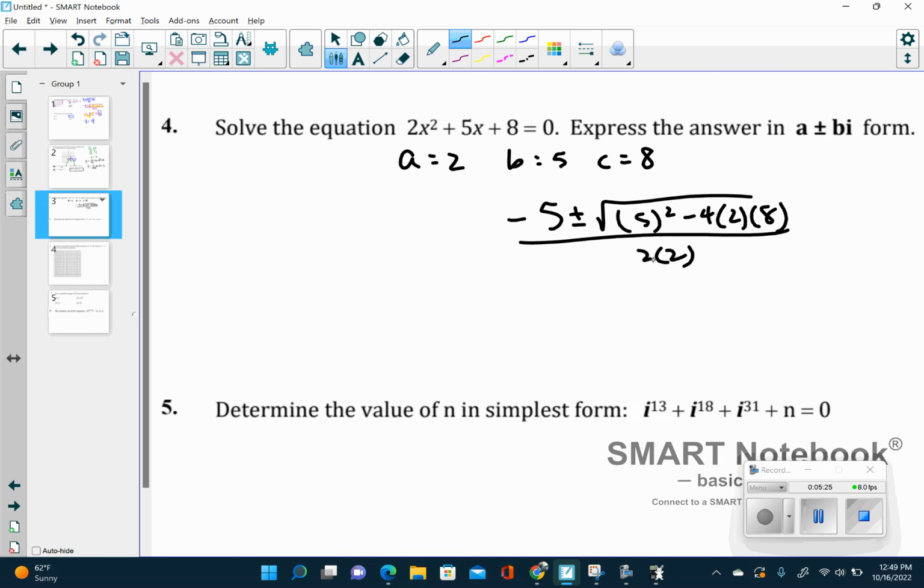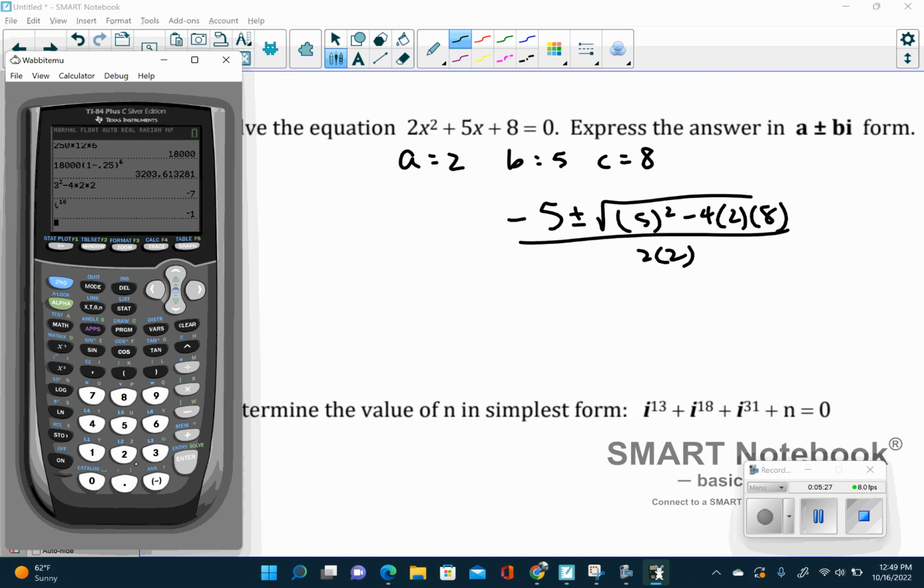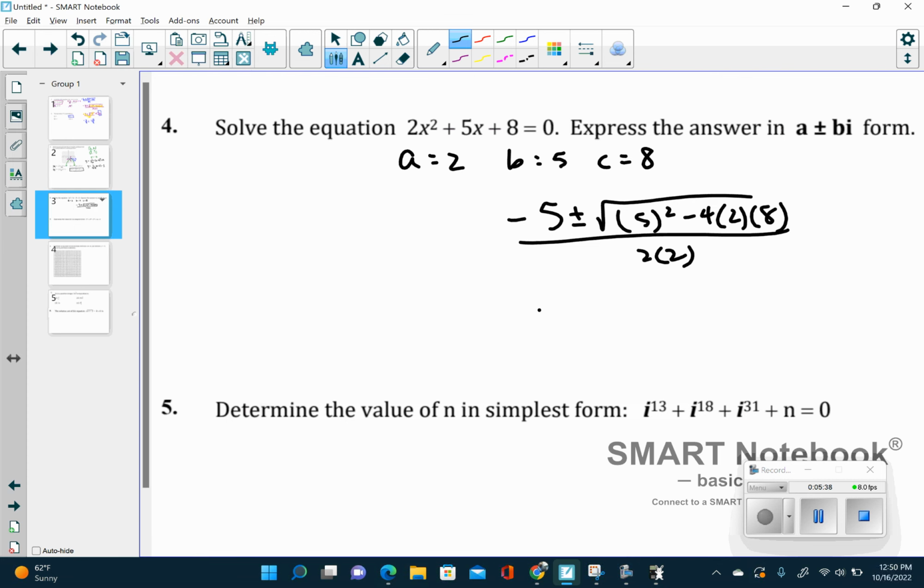Okay, so we're going to take our calculator and put in 5 squared minus 4 times 2 times 8. We hit enter, and that gives us negative 39. So negative 5 plus or minus the square root of negative 39 all over 4. That is an acceptable answer.